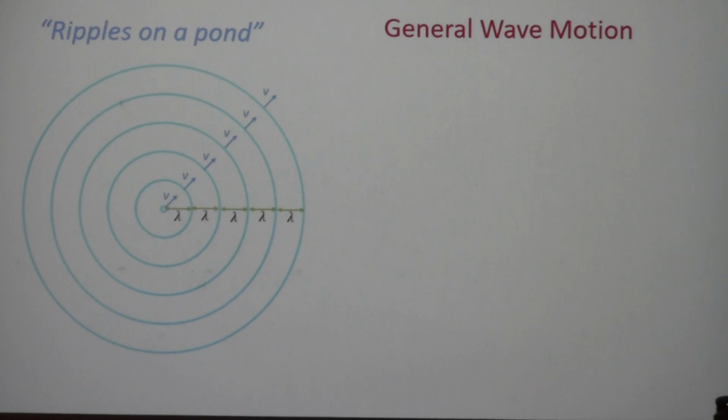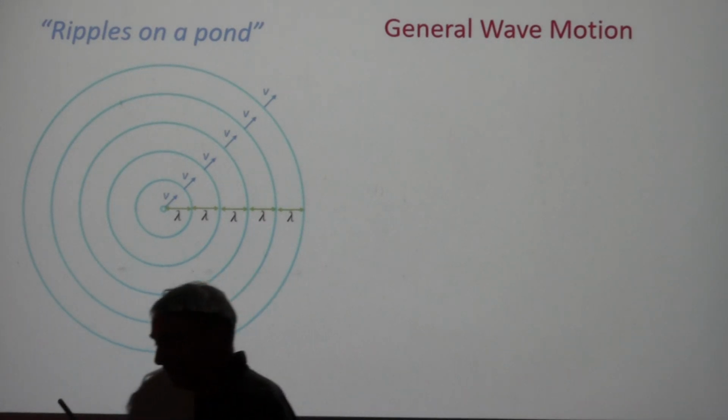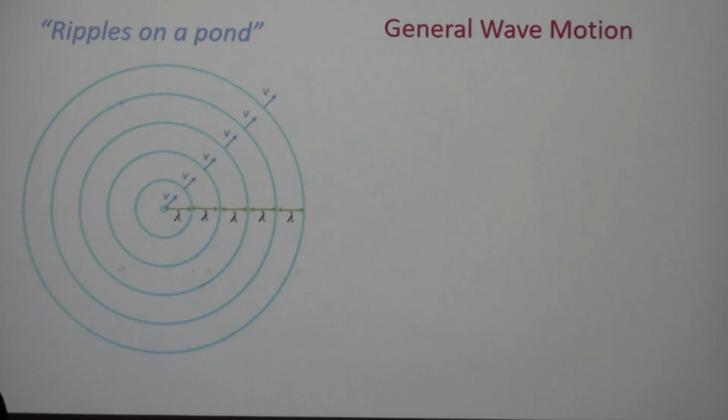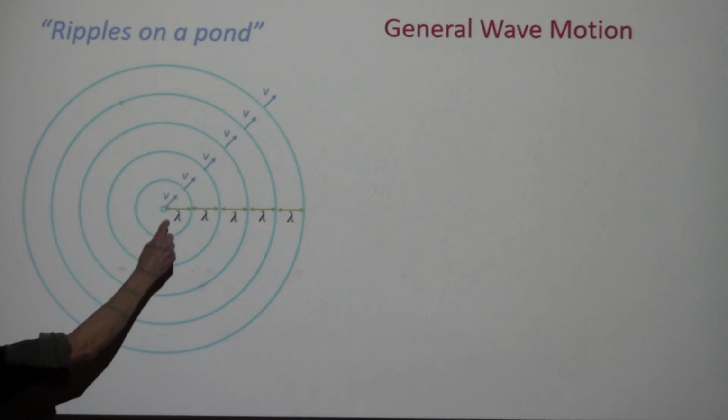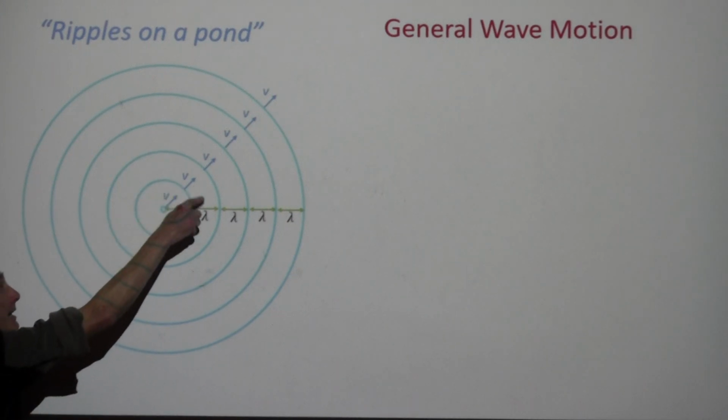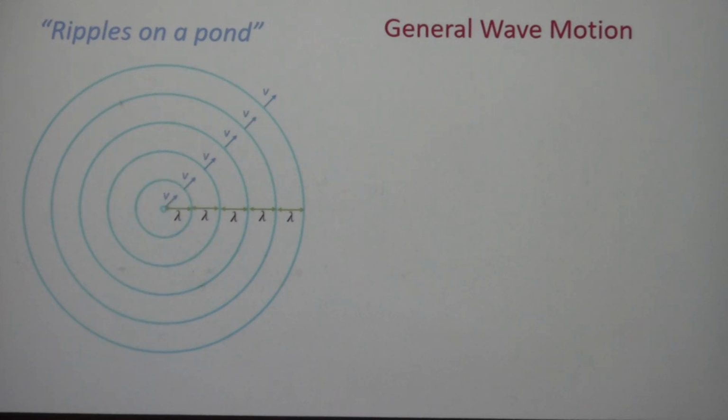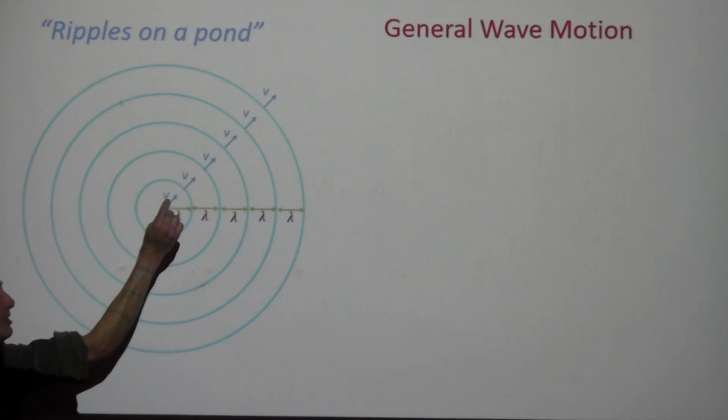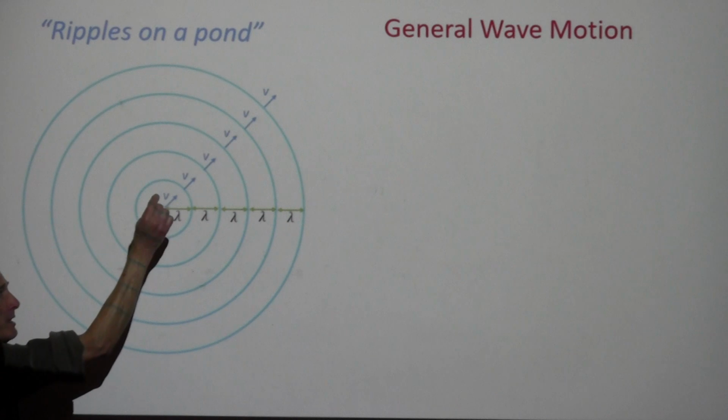But let's deal with general wave motion. What I like to do is get a mental image, and I'm going to use this mental image a number of different ways. One is just thinking about a pond. If I touch the pond, I'm going to send out some circular waves. And imagine I'm touching the pond with a constant frequency.